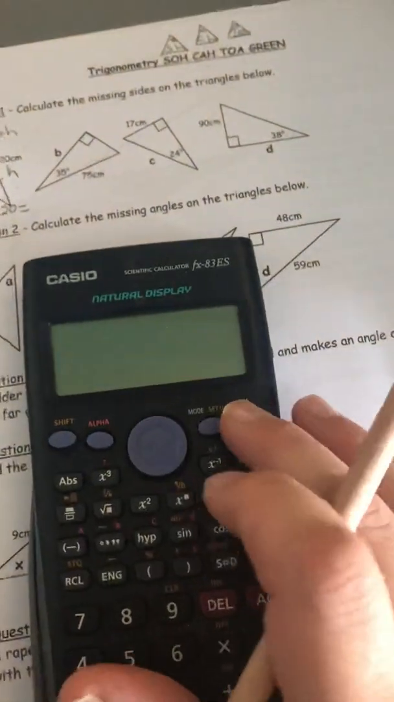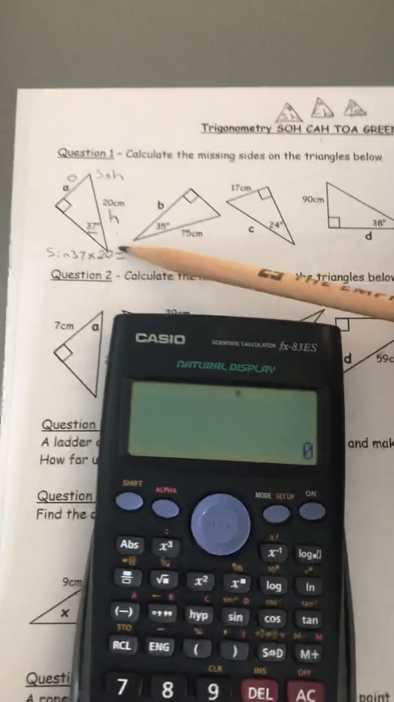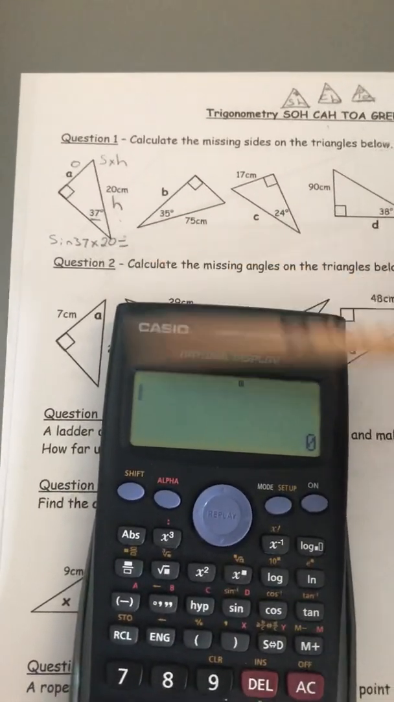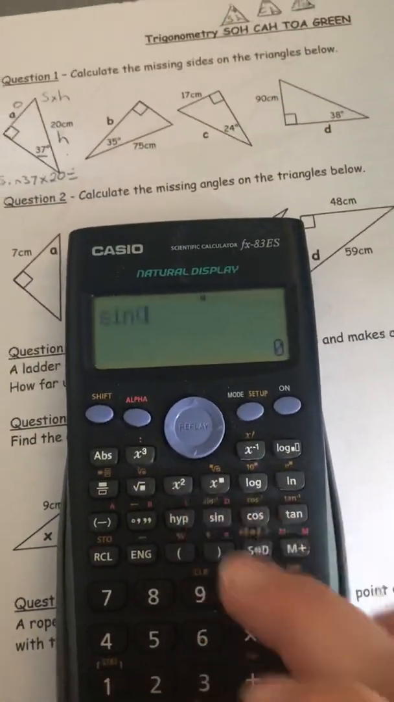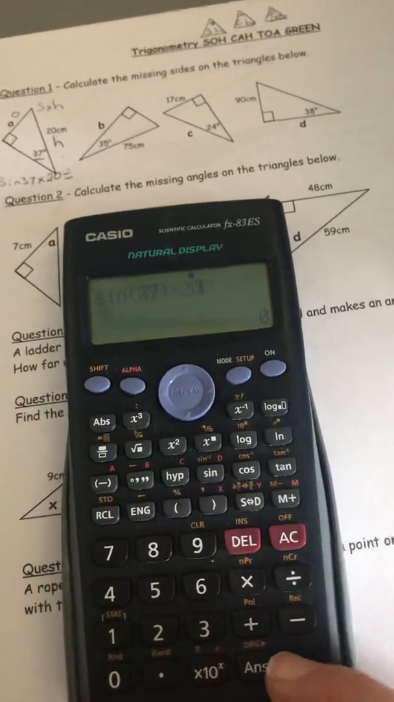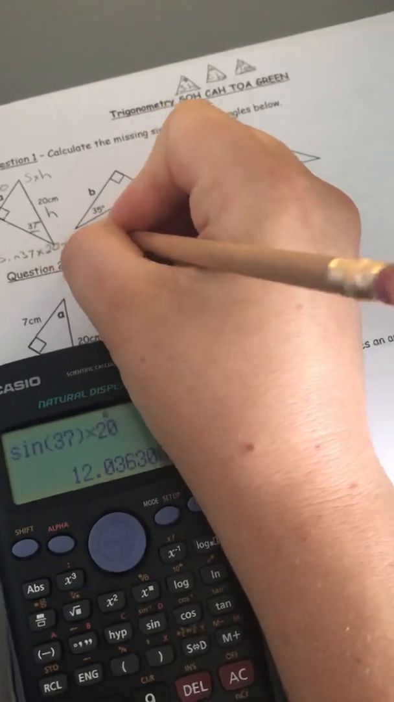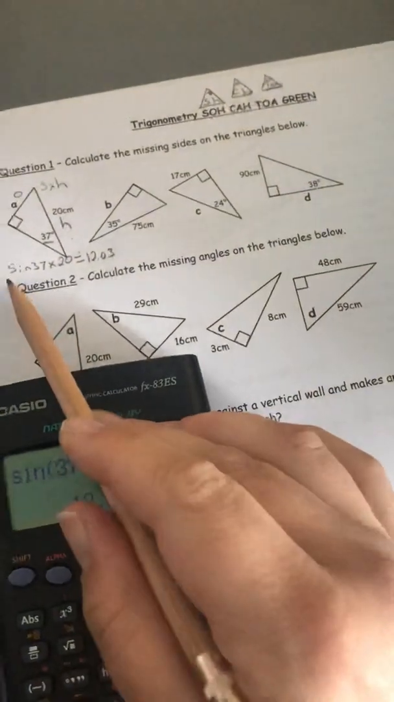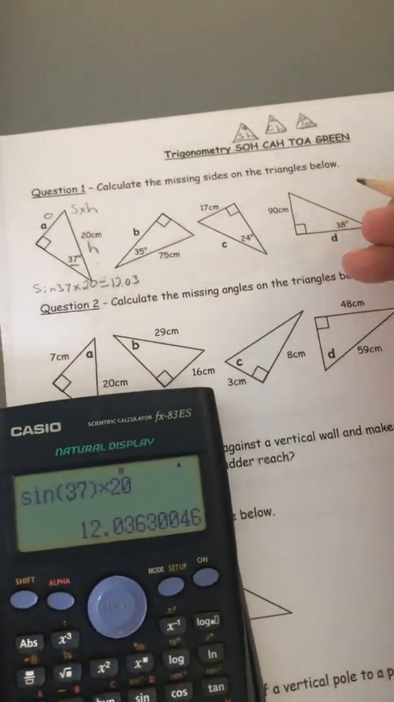If I pop it into my calculator, I actually have a scientific calculator. I know some of you haven't. If you don't have one of these and you've written that, just give yourself it as right, because in an exam you'd have the calculator and you would know exactly what to do. Sine 37 times 20. So that there is 12.03. As I say, as long as you wrote down sin 37 times 20, absolutely fine.